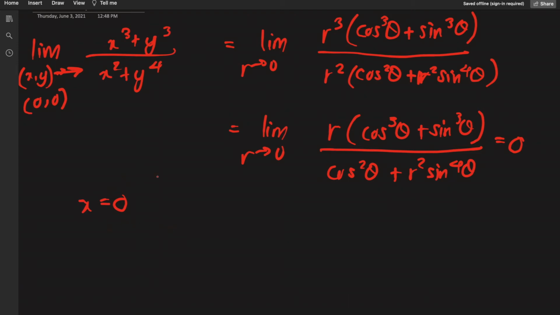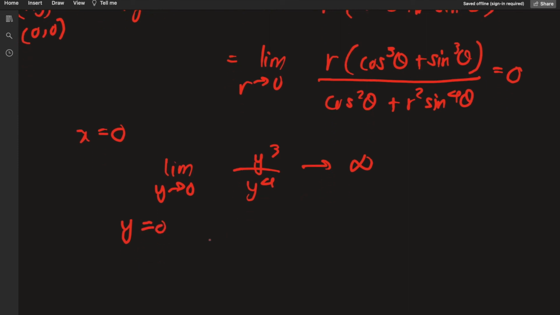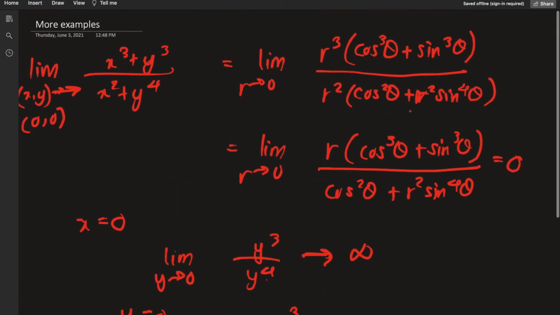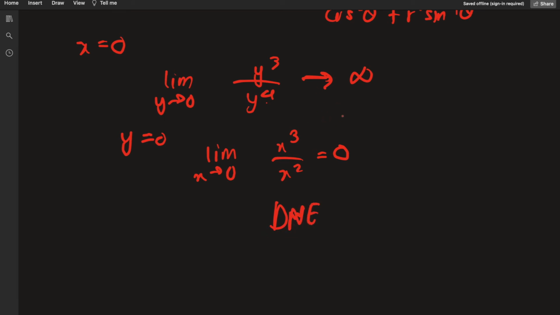Okay, let's actually try to plug this in. If x is 0, we just have the limit as y goes to 0 of y cubed over y to the fourth, which diverges. Let's approach it along the x-axis. Limit as x goes to 0 of x cubed over x squared, which is 0. This should make it clear that we don't even need the polar coordinate stuff. We just know the limit is not going to exist, because just trying the standard axes, we got different values. We got infinity here, we got 0 here.